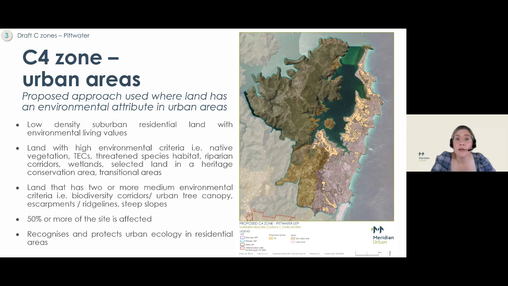The map on the right shows that most of the land proposed to be included in a C4 zone is largely as a result of the property being identified with threatened ecological communities, the property being identified as a transition property as it is adjacent to high conservation value land, the property being identified as being included in a selected conservation area with high environmental value, such as along Ruskin Row, or the property being identified with 2 or more medium environmental value criteria, as the property has a combination of biodiversity corridor and urban tree canopy cover, ridge lines and escarpments or steep slopes. It is noted that across the entire LGA, there has been an increase in conservation zones.